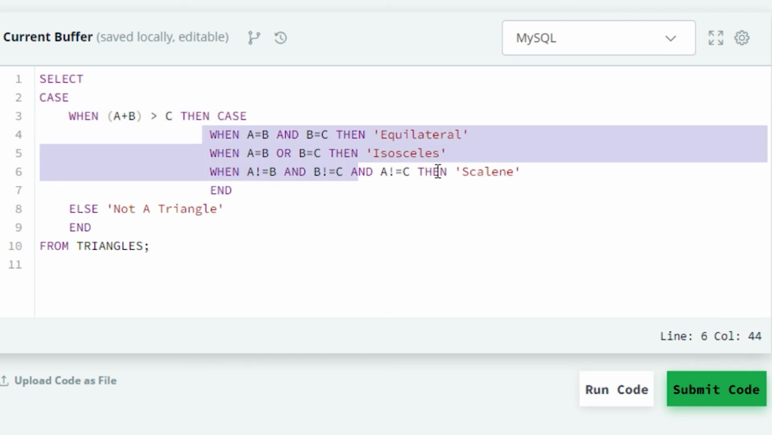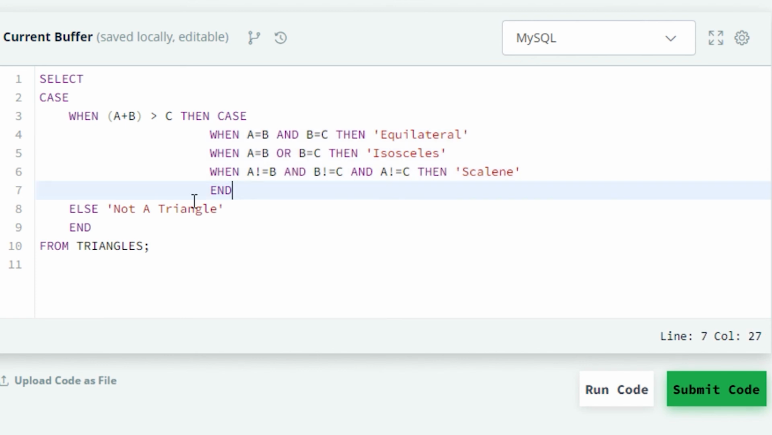For the equilateral triangle, we will write when A equal to B and B equal to C, then Equilateral. For the isosceles triangle, we will write when A equal to B or B equal to C, then Isosceles. For the scalene triangle, we will write when A not equal to B and B not equal to C and A not equal to C, then Scalene. We will end this case statement here by writing end.